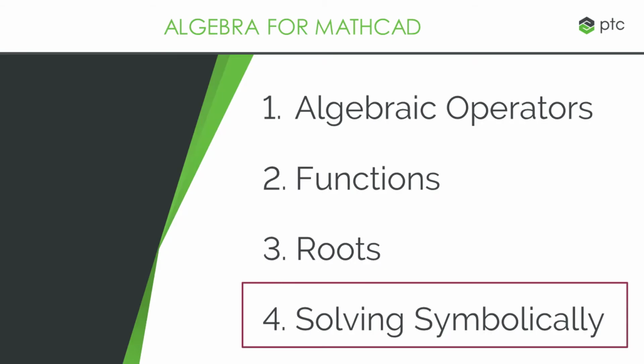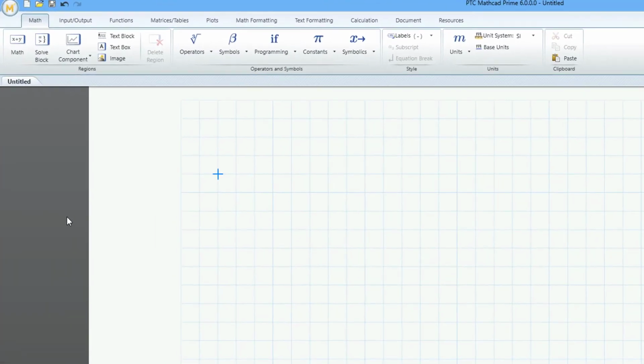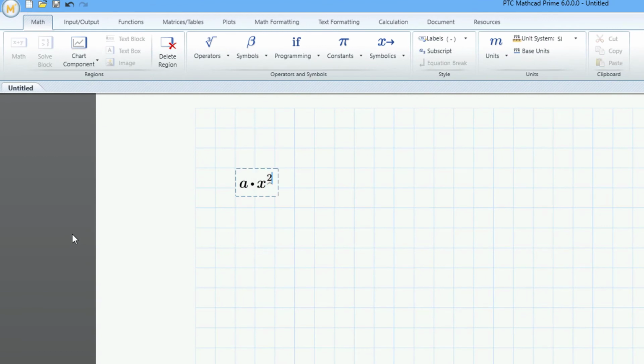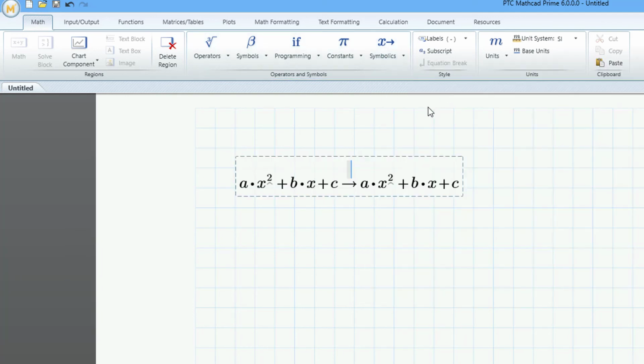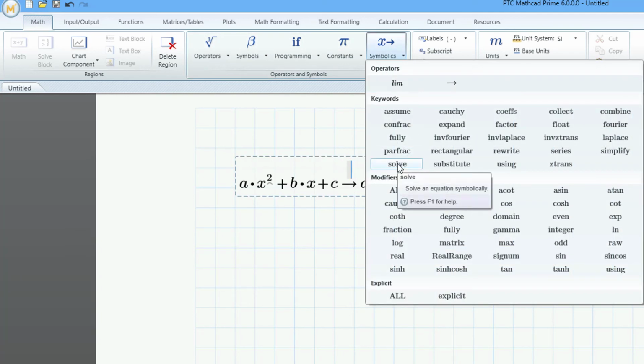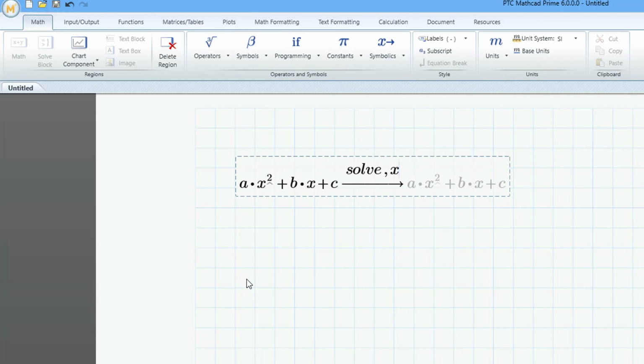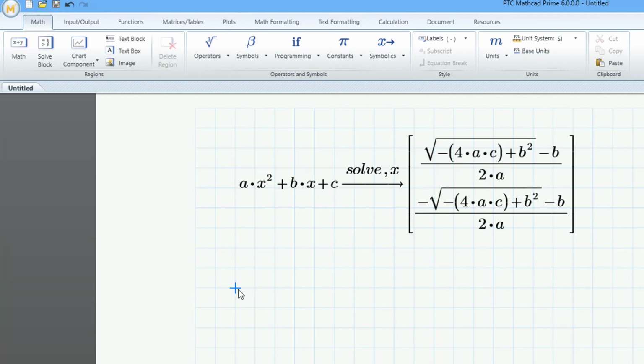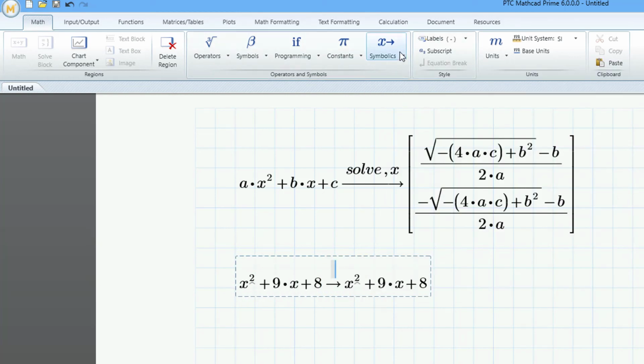You can solve equations symbolically instead of numerically. Let's take the quadratic equation. Instead of evaluating or defining its value, we will use the symbolic evaluation operator. We can then use the solve keyword to solve for x. Symbolic evaluation can also be used to factor a polynomial.